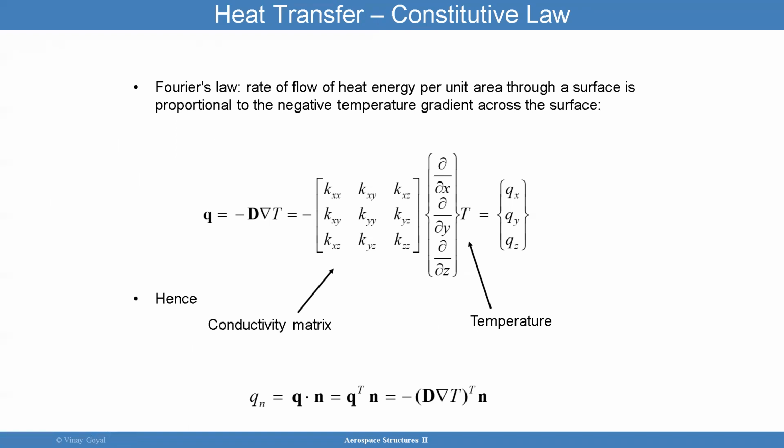There's something very interesting here that needs to be discussed further, and that's Fourier's law. What it states is that the rate of flow of heat energy per unit area through a surface is proportional to the negative temperature gradient across the surface. In other words, the heat flux, or the rate of flow of heat energy per unit area, has to be equal to some constant times the negative of the gradient of temperature.